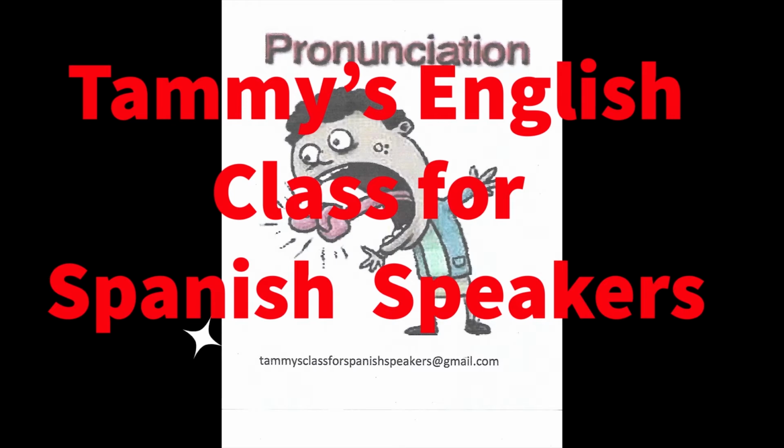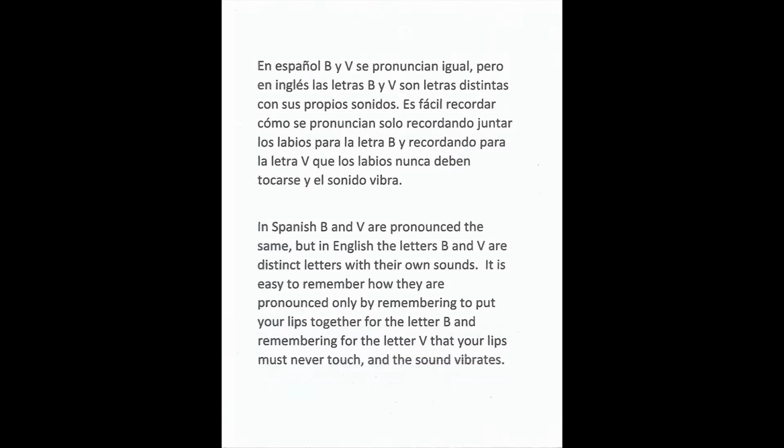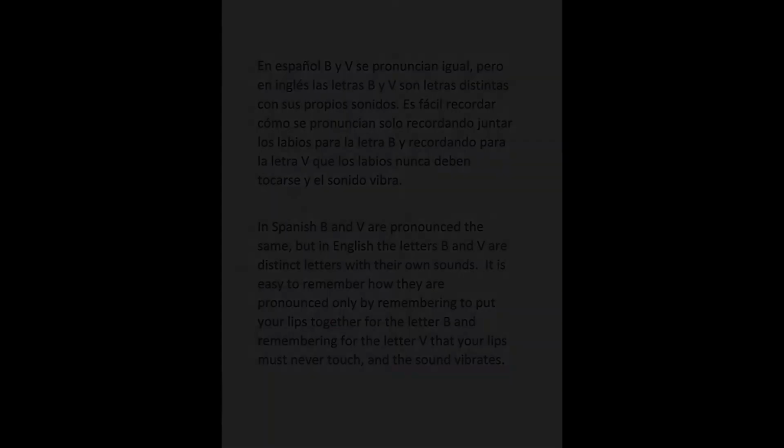Let's get started. In Spanish, B and V are pronounced the same, but in English, the letters B and V are distinct letters with their own sounds. It is easy to remember how they are pronounced only by remembering to put your lips together for the letter B and remembering for the letter V that your lips must never touch and the sound vibrates.